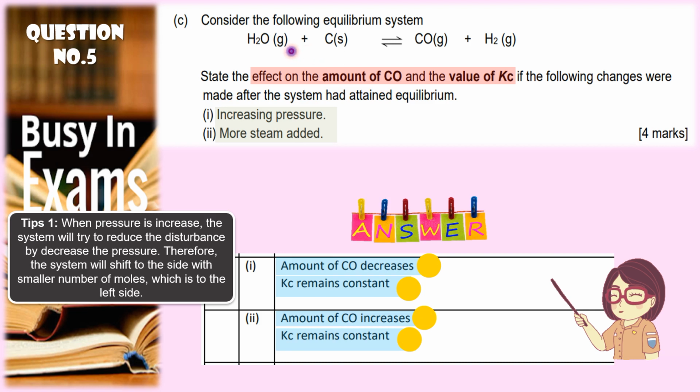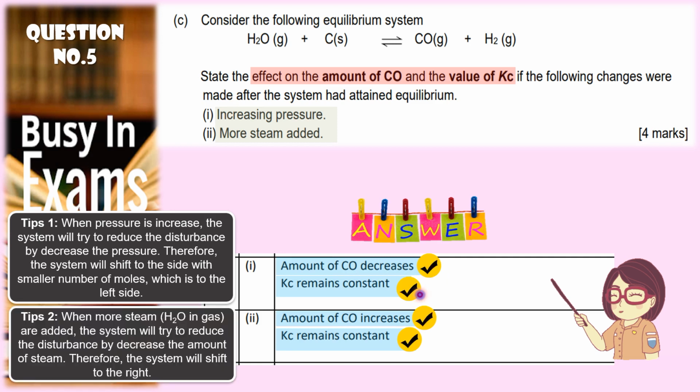Right. So because of the left side, so amount of CO will decrease. Because it's already mentioned amount of CO, amount of CO will decrease. And the Kc value does not change. It remains constant. So this is the first mark and this is the second mark. Okay. Right, next. Right, so steam is added. Steam here is referred to the H2O in gas. When more steam is added, which refer to the H2O in gas.